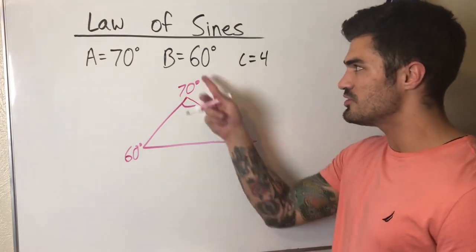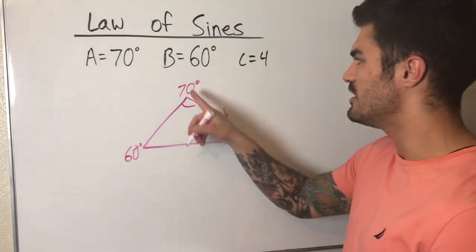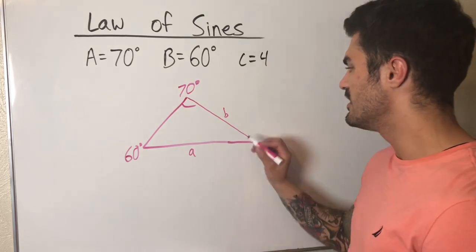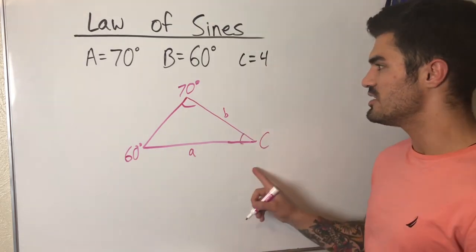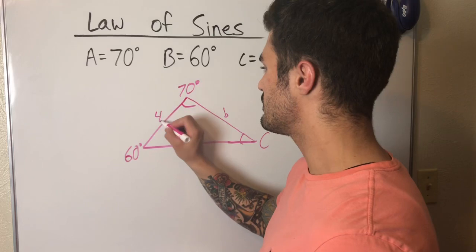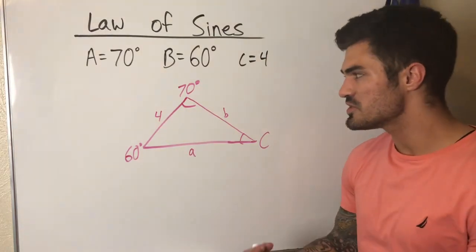What do I have to make sure I do? If this is B, then this is side B. If this is A, then this is side A. If this is C, I don't know angle C, but I know side C. This is 4. Okay? So now what's the first thing I do?